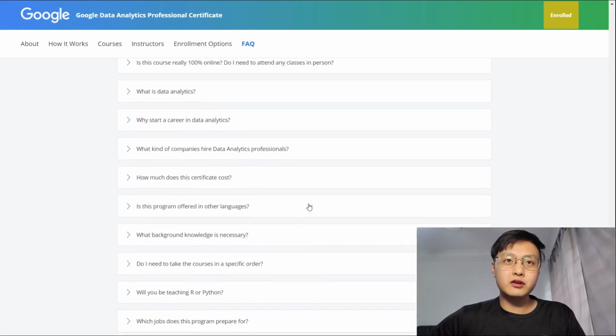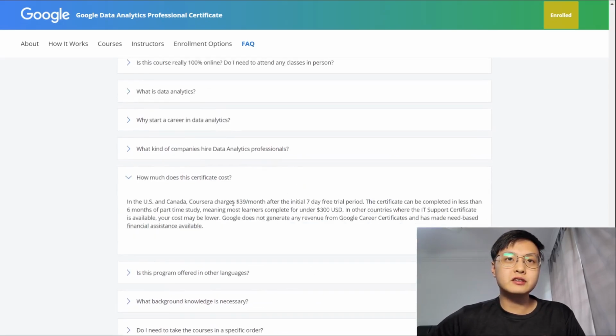So let's cover the cost for this program. As you can see over here, in the US and Canada, Coursera charges $39 per month, as I've mentioned before. They recommend that you take 6 months of part-time study, which is about 10 hours per week, and that you pay no more than $300, which is actually really affordable compared to the other options out there, given the depth and the career advice that will be given to you for this course.